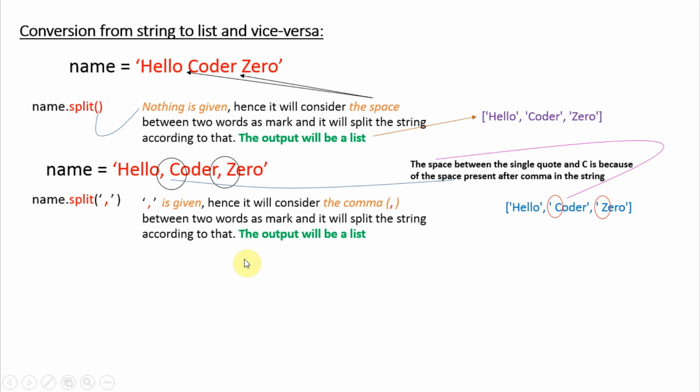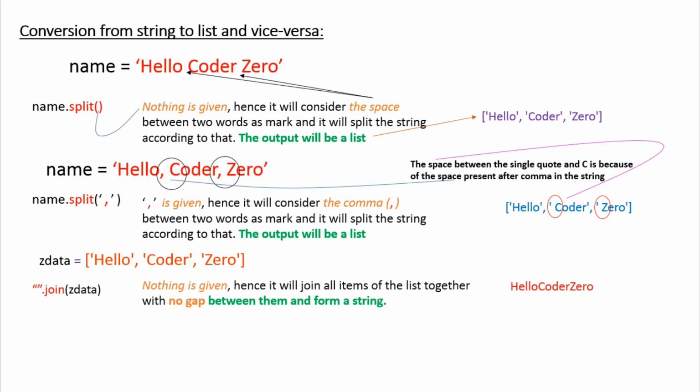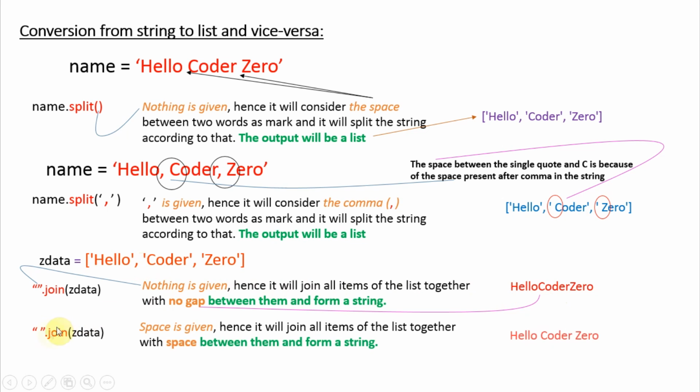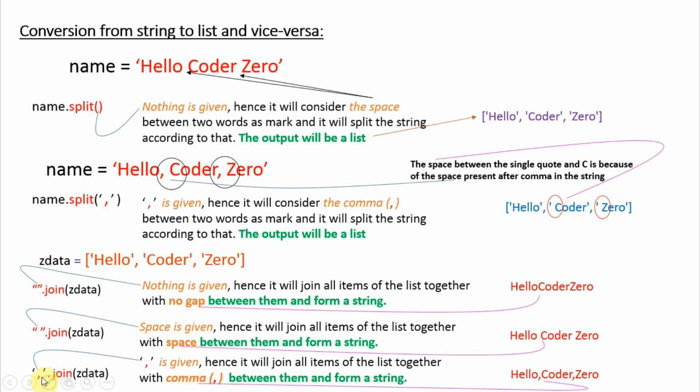Now let's see how to convert a list into a string. To do that, we can use join. So nothing is given. You can see here. So all the elements of the list will be appended together. If we give some space, then this will be our output because space is provided here. So it will provide a space between two words. Then if you provide a comma, then it will put the comma between two words. You can see here, right?